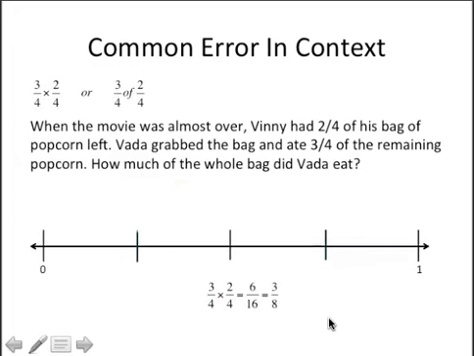Okay, and just on the number line here, there's 2/4, that's the amount of popcorn in the bag when the movie was almost over. And then to split 2/4 in 2/4, again, to be able to find 3/4 of that number, we land at this spot on the number line, which is equivalent to 3/8.